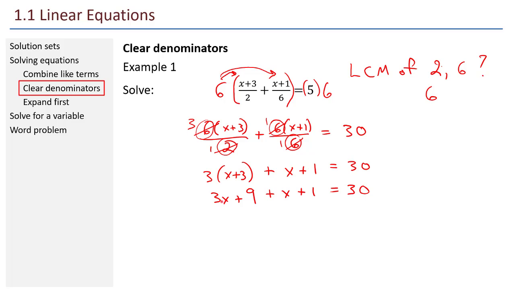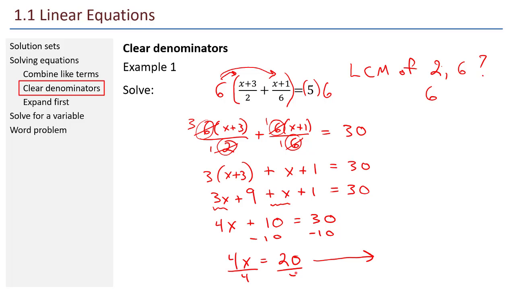Combine like terms, so the 3x and the plus x, that's going to combine to give me 4x. The 9 and the 1 combine to give me 10. Let's subtract 10 from both sides. Looks like 4x equals 20, at which point I'll divide both sides by 4. Divide by 4, divide by 4, x equals 5. And there's our solution to this equation.